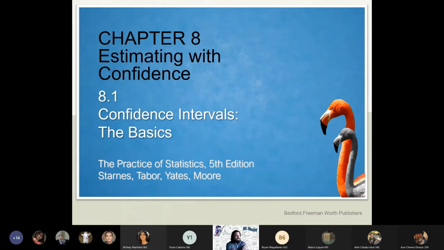So we're starting chapter 8, estimating with confidence. This piggybacks off of what we have done in the previous 2 chapters with our random variables and sample distributions. And now we're moving to confidence intervals.